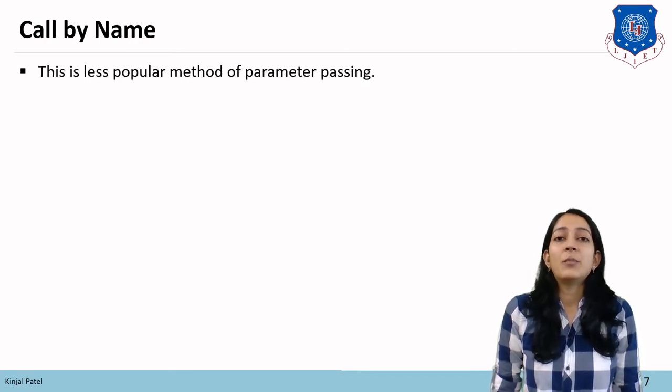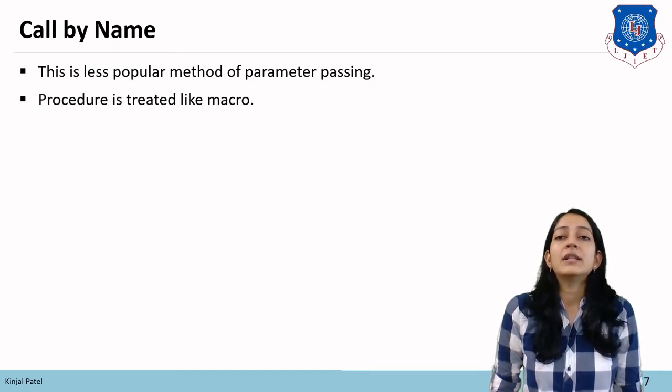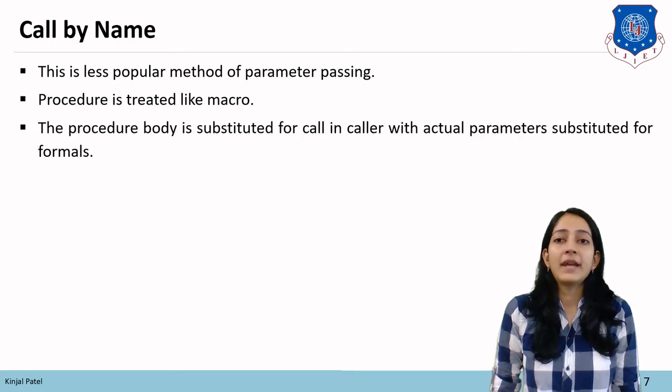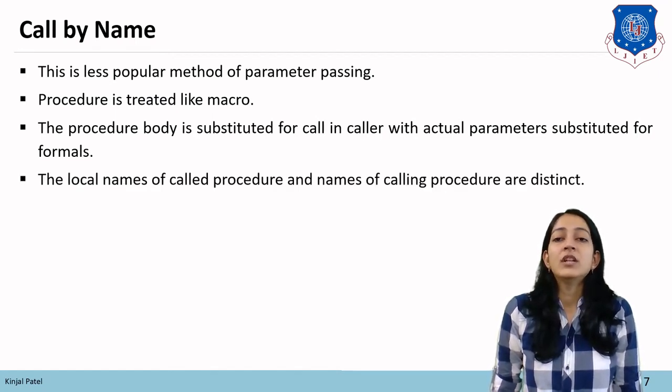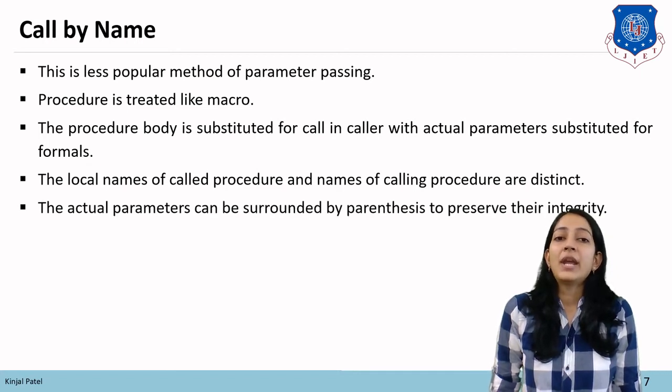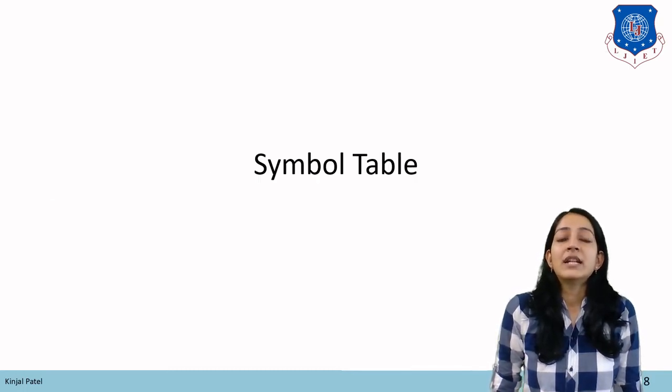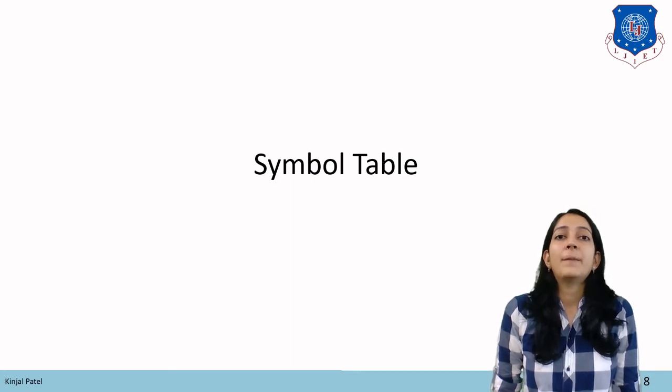This is a less popular method of parameter passing because the procedure is treated like a macro. The procedure body is substituted for a call in the caller with actual parameters substituted for formals. The local names of the called procedure and names of the calling procedure are distinct. And the actual parameters can be surrounded by parentheses to preserve their integrity. Now these are the four techniques which we have learned for parameter passing.